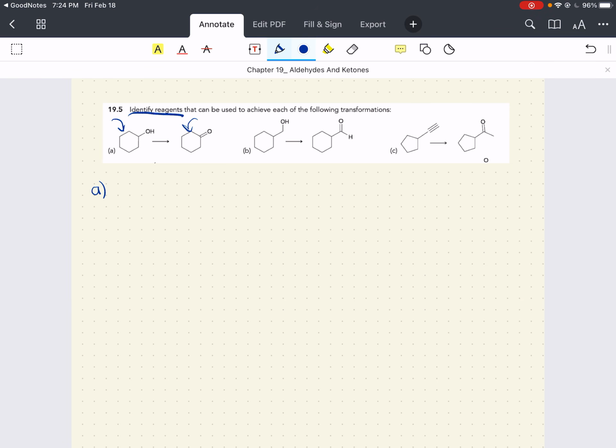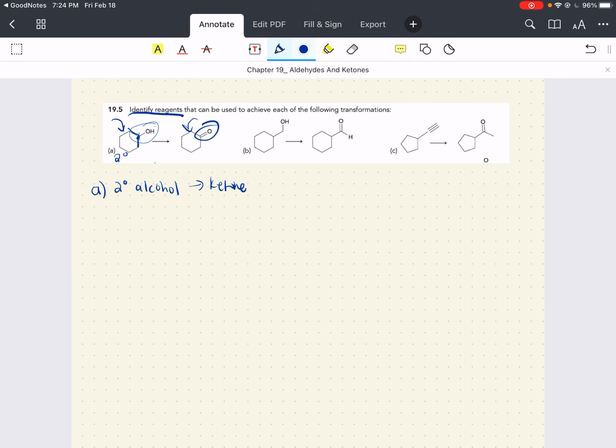So the first thing we want to identify is what kind of alcohol this is. Is this a primary alcohol or a secondary alcohol? Well, we're starting with a secondary alcohol. The carbon that's directly attached to the oxygen has two groups attached to it. It's a secondary alcohol, and we are trying to convert this secondary alcohol into this ketone group here.